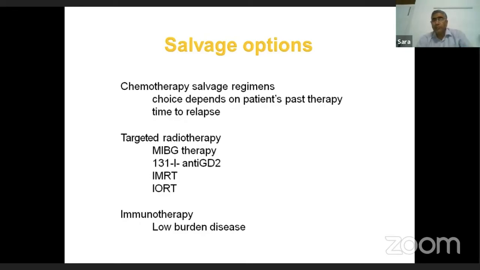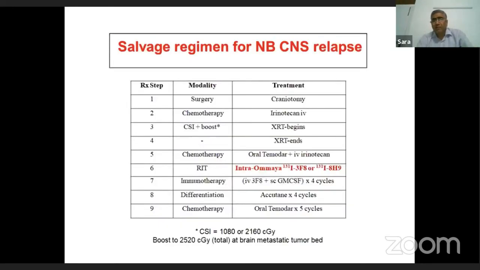MIBG, radioisotope, and radiotherapy, immunotherapy, all these can be offered, as I've told you previously. Just a word about CNS relapse. So in my career, I've seen around 4 to 5 children who have relapsed in the brain after autologous stem cell transplant, and they have done very poorly. But Memorial Sloan Kettering group has shown that if they are managed aggressively, you can salvage brain relapses.